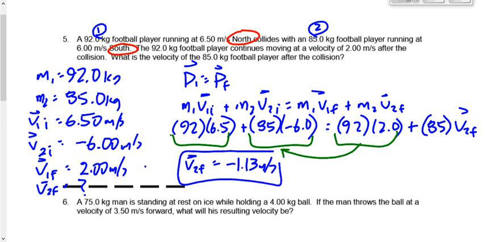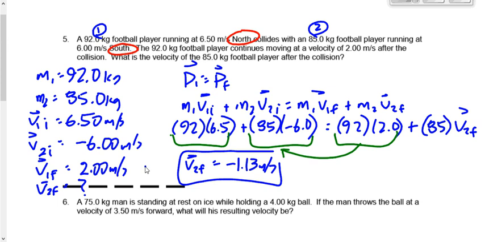Does that make sense? How many people got 1.13? I can't remember who it was that asked me to do question number 5, but is it okay? Yeah. Was it you? Okay, fair enough.